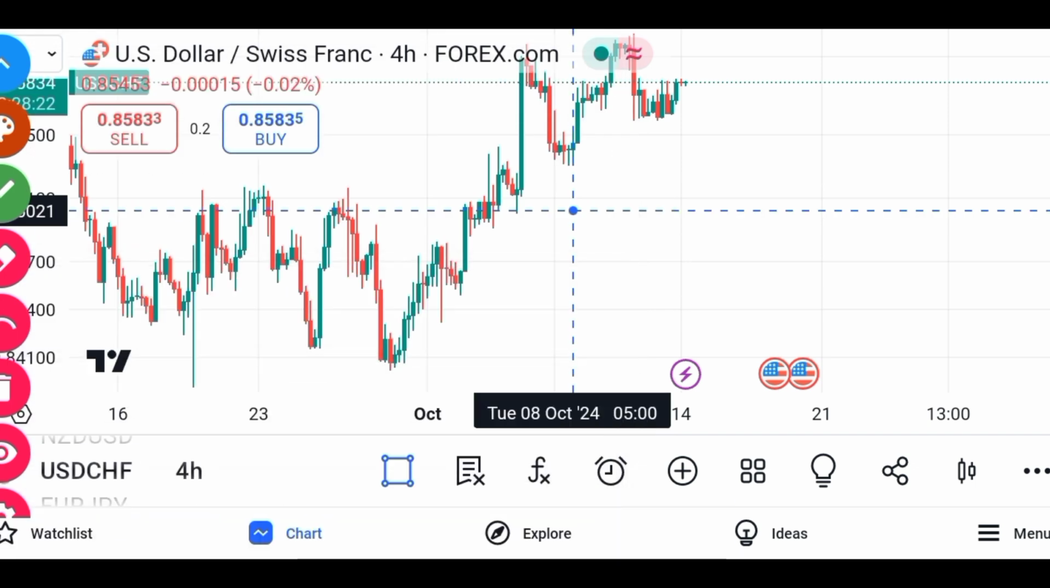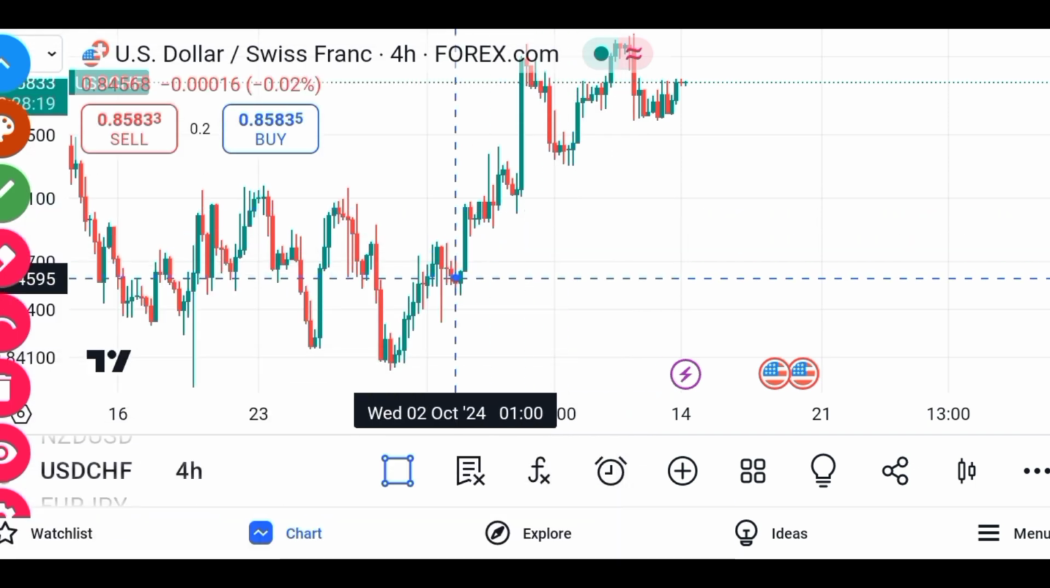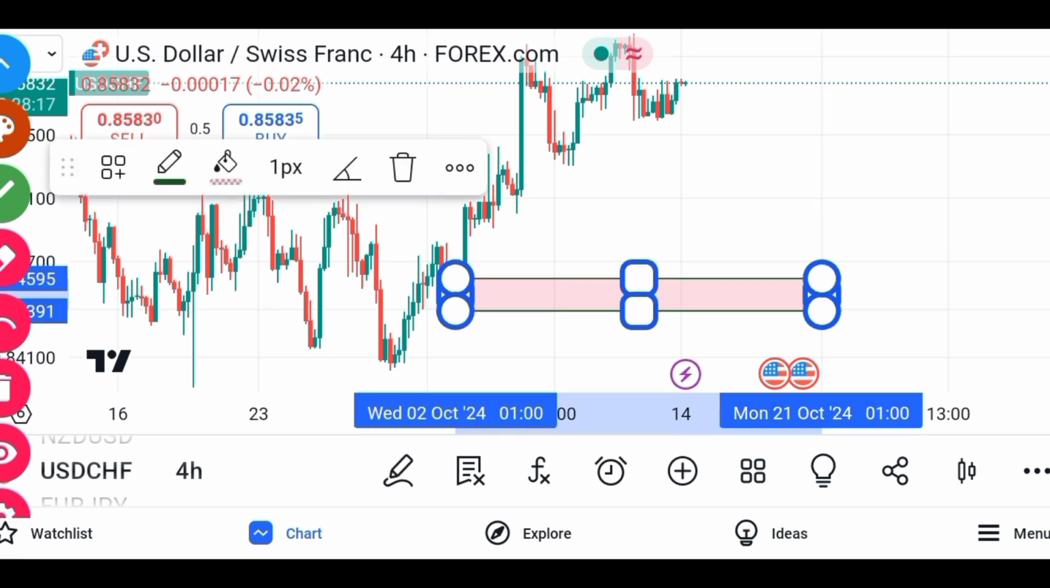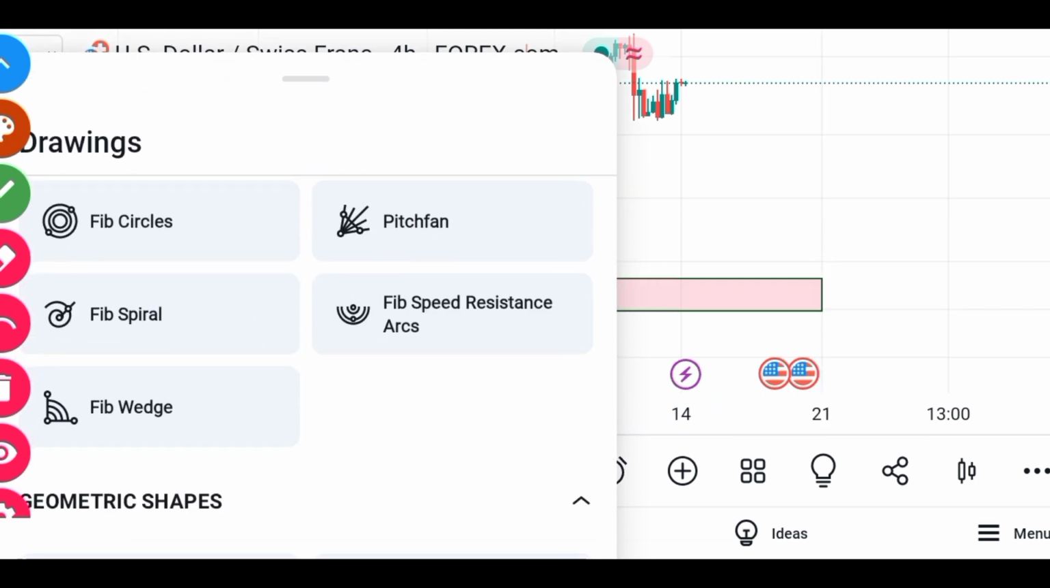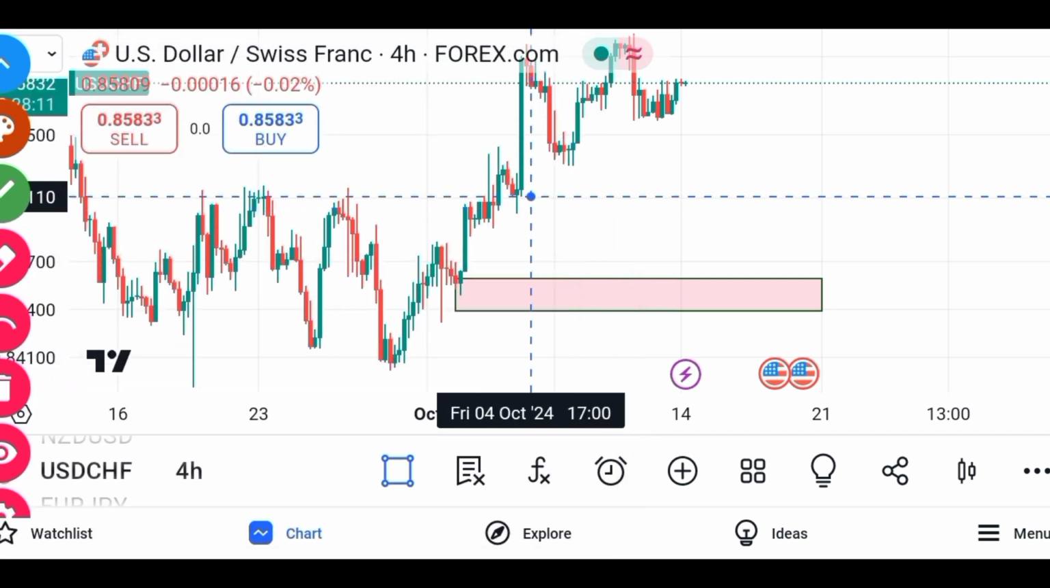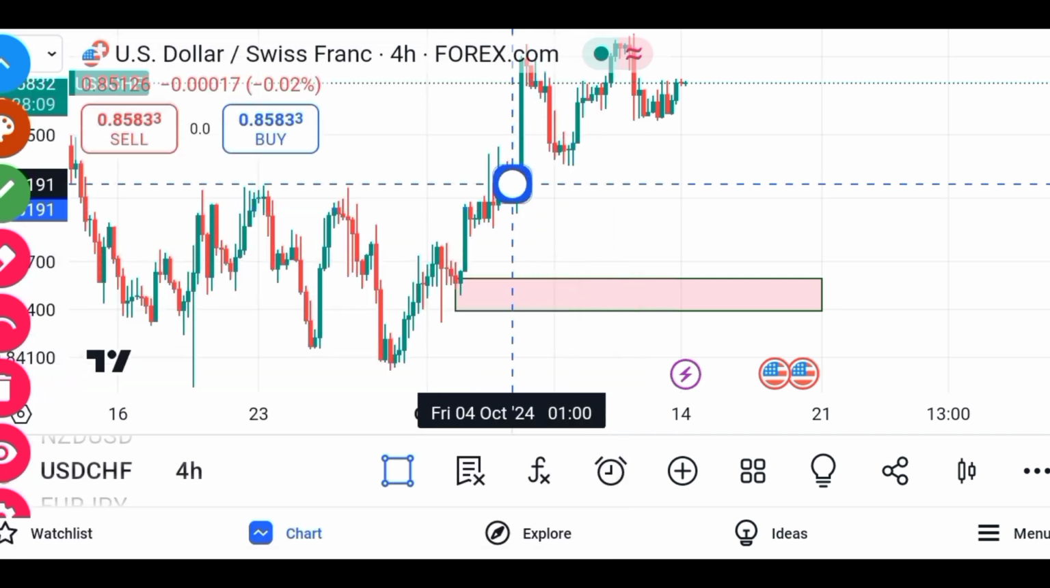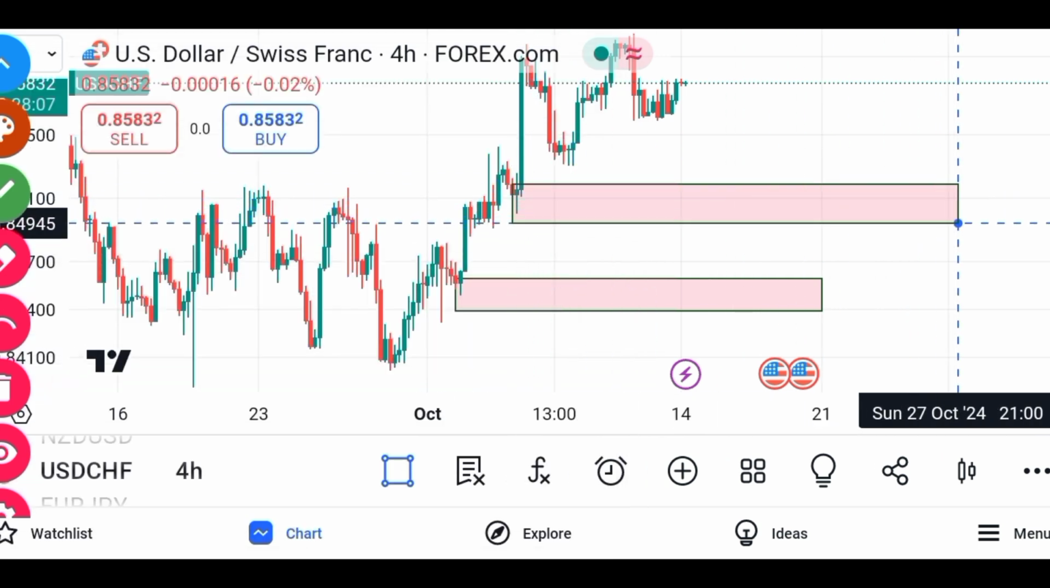So what happens when you have multiple order blocks like this? One, okay, and two. This is the mistake that I see even the experts, the so-called experts, making.